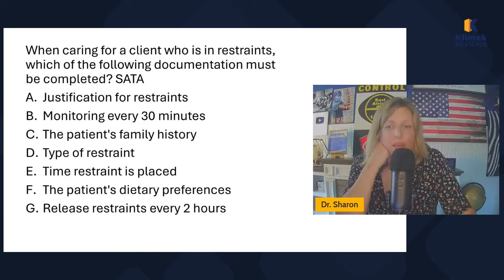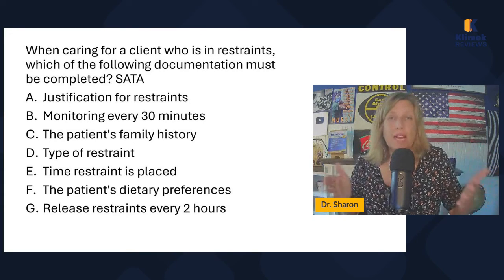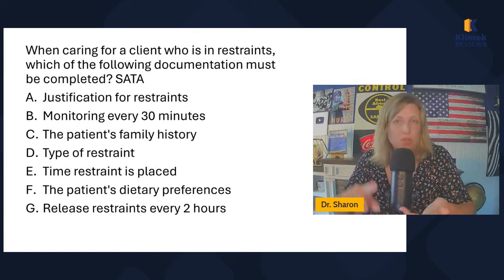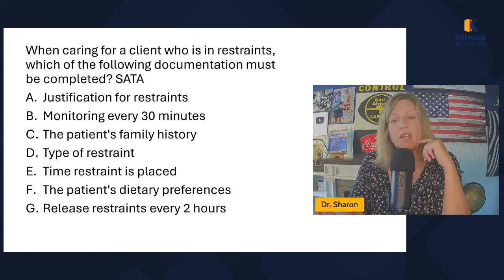So we can't pick B. Patient's family history. No, we don't have to document that. Type of restraint. Yes. We have to say the type of restraint we used. The time restraint is placed. Yes, because we can only leave it on with a doctor's order for 24 hours. And we have to get the order. All that has to be documented again after 24 hours. Again, why are we still using the restraint? We have to get another doctor's order, all that kind of thing. Okay, so the time is placed.